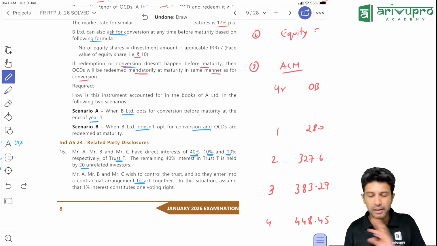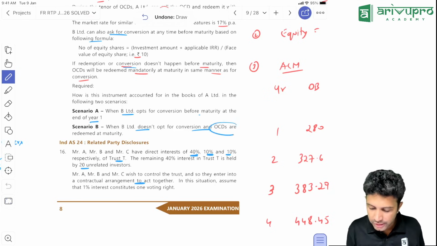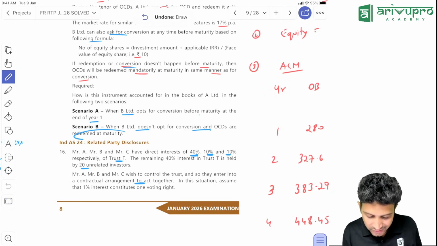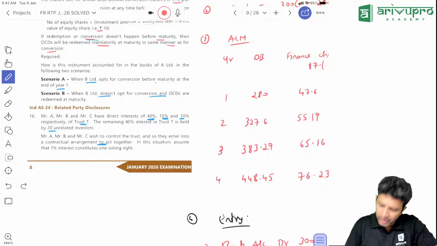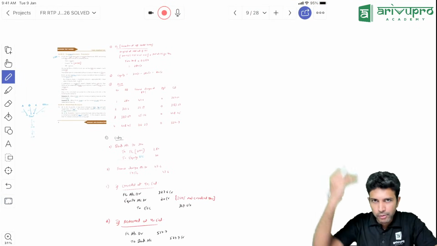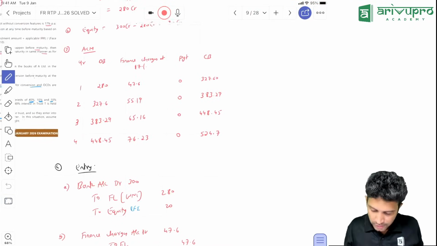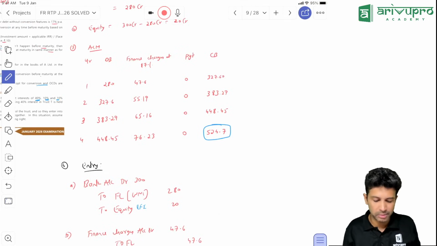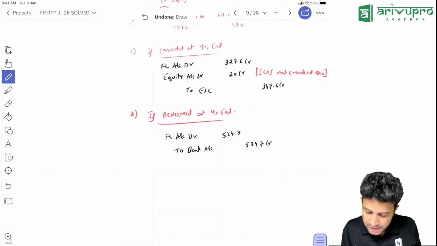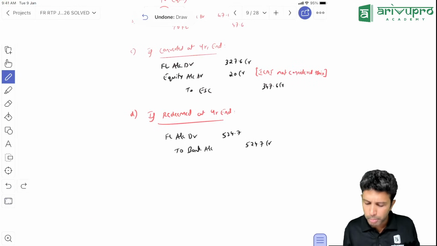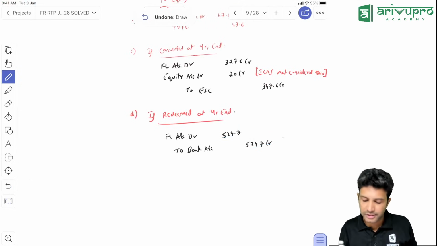Now they are saying B Limited does not opt for conversion and these optionally convertible debentures are redeemed at maturity. At maturity, you did not convert, you repay. Now what do you have to do? That will go on till 4 years, because the term is 4 years. At the end of the 4th year, the financial liability value is 524.7. So take financial liability 524.7 to bank account 524.7. This is the entry ICAI passed.